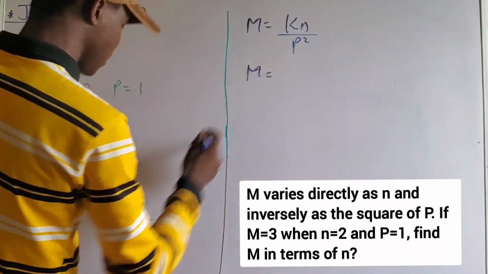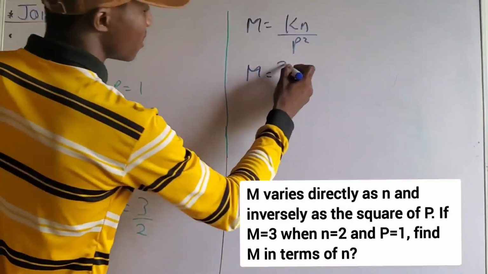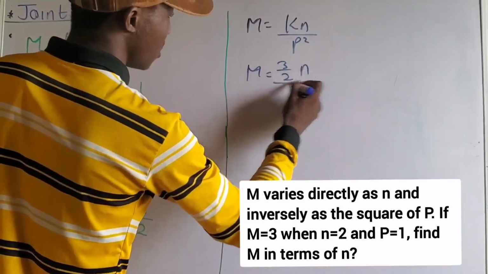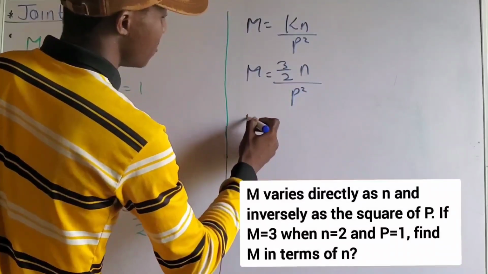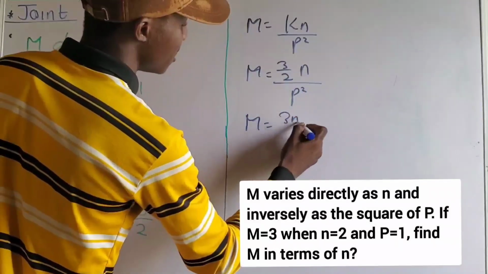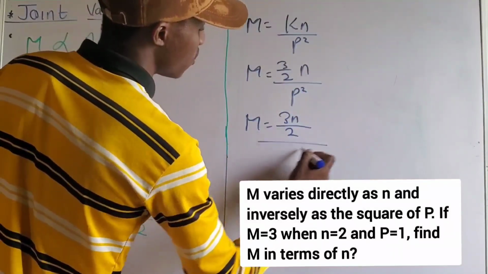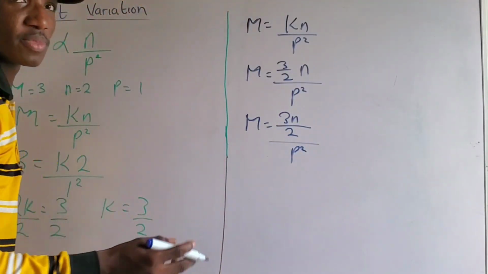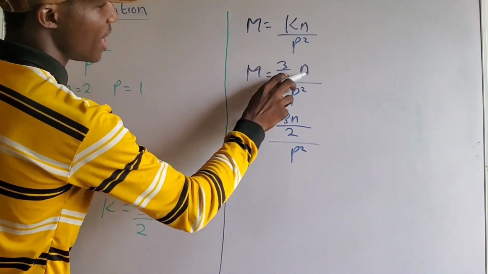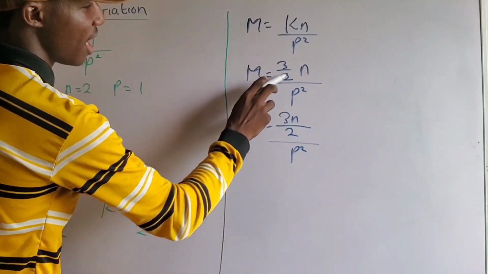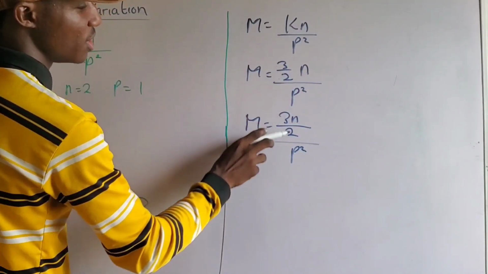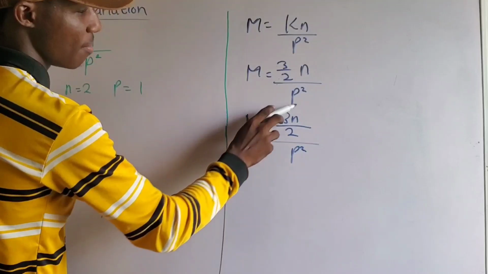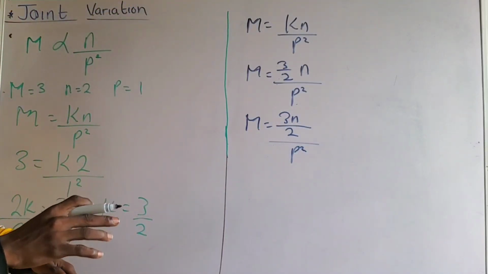M equals to, what's the value of k? 3 over 2. I'm going to have 3 over 2 multiplied by n all over p squared. M equals to 3n all over 2 all over p squared. Okay, please pay attention. 3 over 2n. 3 times n is what? 3n. And this division sign, this 2 is here. And this division sign is here. And p squared is here. Do you understand? I've not done anything.